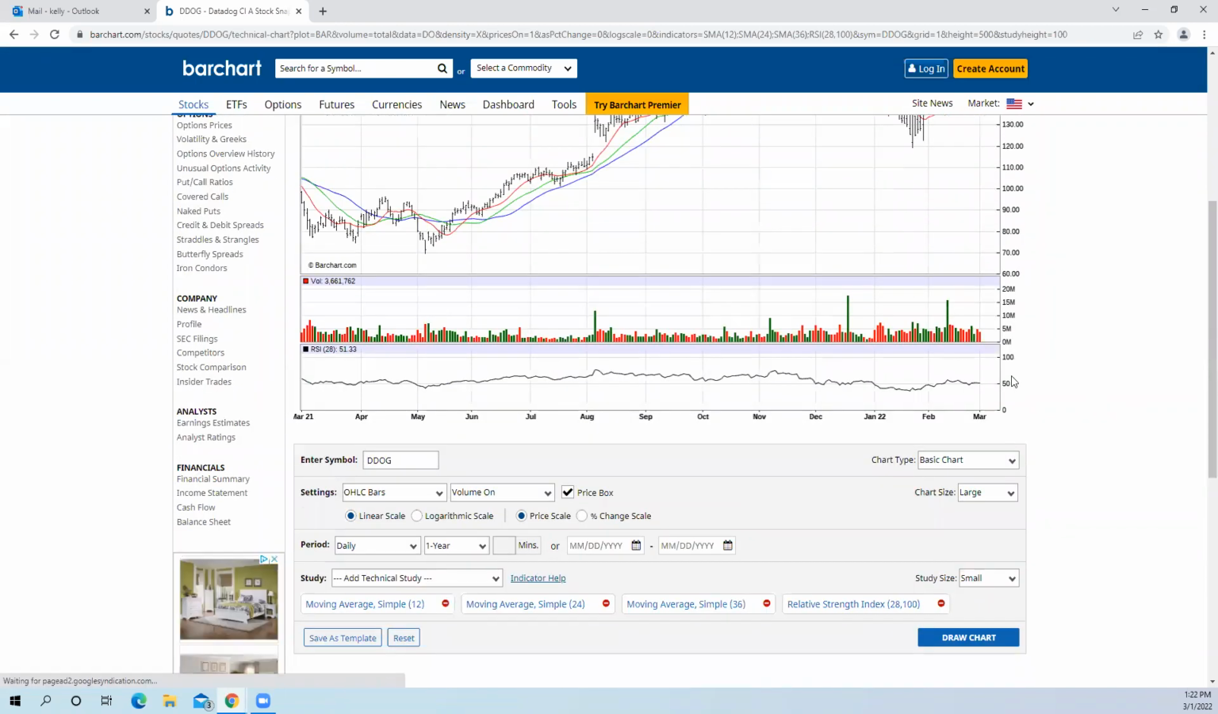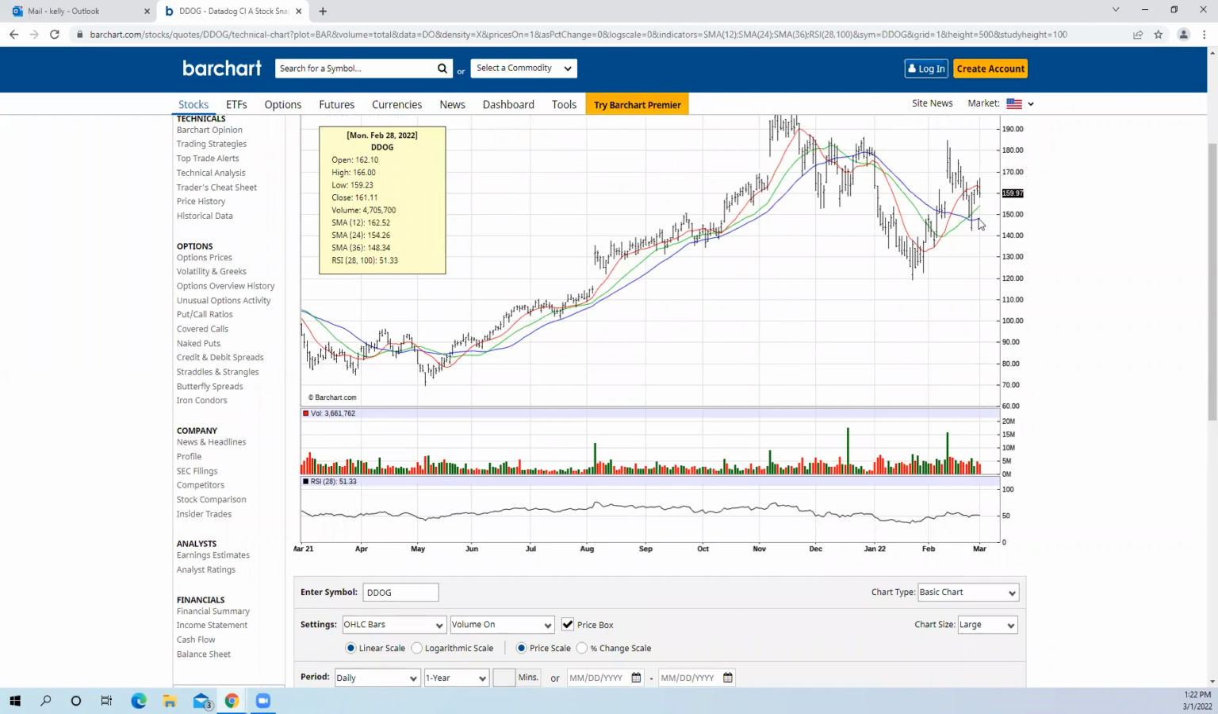So again, this number here, 148, 150, and then a little bit higher here of 155, those are the numbers you want to get going.